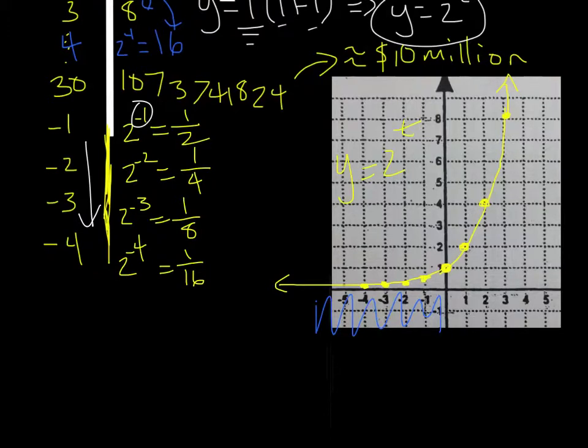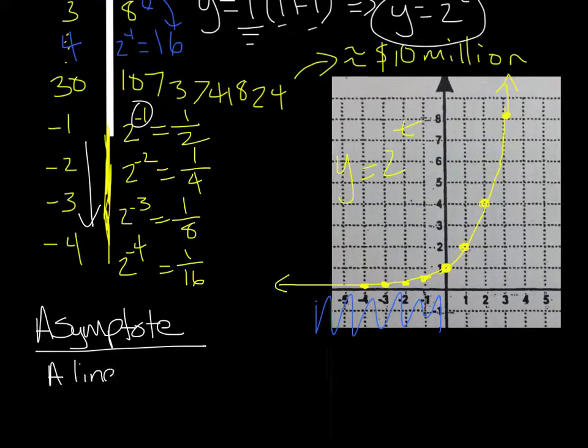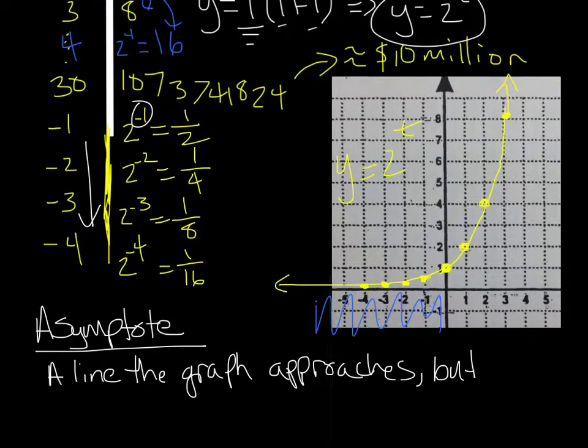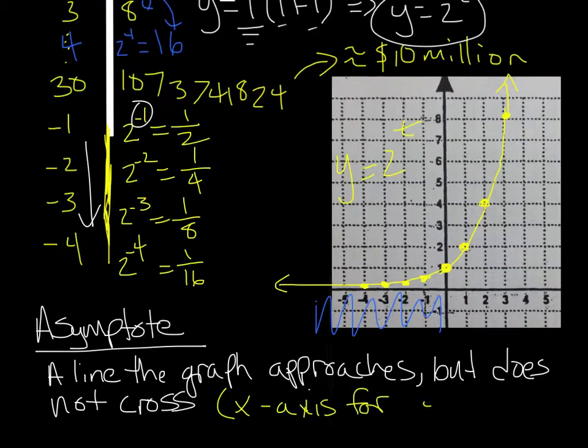And there's a math term for this. This is a big 25-cent word, it's called an asymptote. Asymptote. Big word, simple concept. It is a line the graph approaches, but does not cross. So it gets closer and closer to that, in this case, the x-axis. It's the x-axis for y equals 2 to the t.